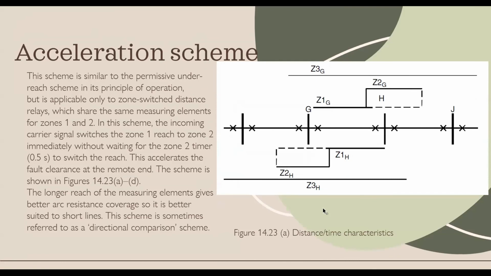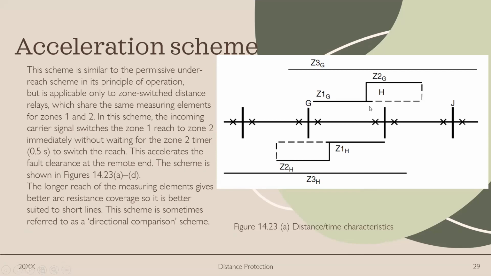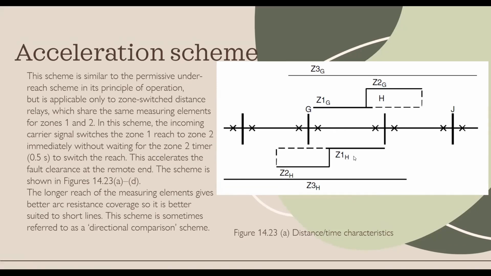This scheme is similar to the previously stated permissive underreach scheme in its principle of operation, but is applicable only to zone switch distance relays, which share the same measuring elements for zones 1 and 2. So here you can see for the distance/time characteristics, zone 1 and zone 2 are related. So the longer reach of the measuring elements gives better arc resistance coverage, so it is better suited for shorter lines.